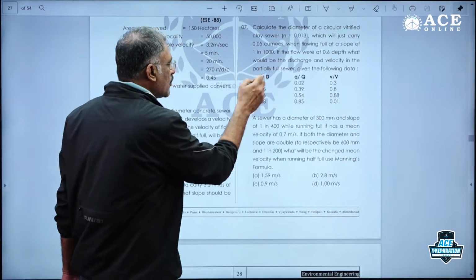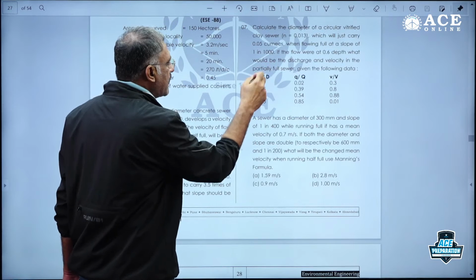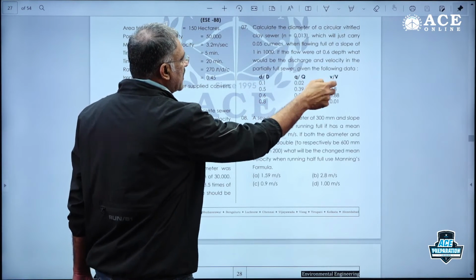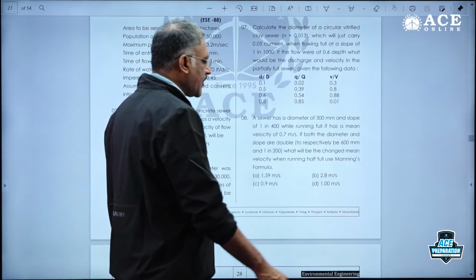So when the flow is at 0.6 depth, d by D is equal to 0.6. 0.6 depth means d by D is equal to 0.6. Again d by D is 0.6. What is the q by Q value? 0.54. What is the v by V value? 0.88. So using that you can work it out.